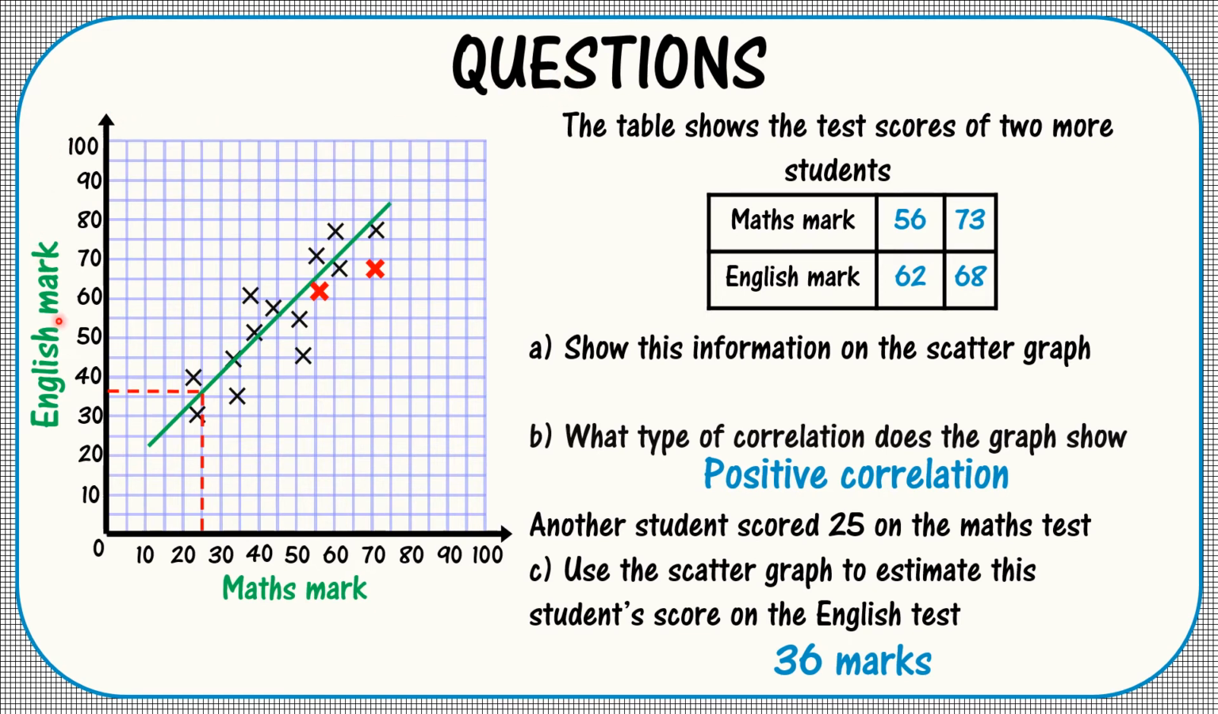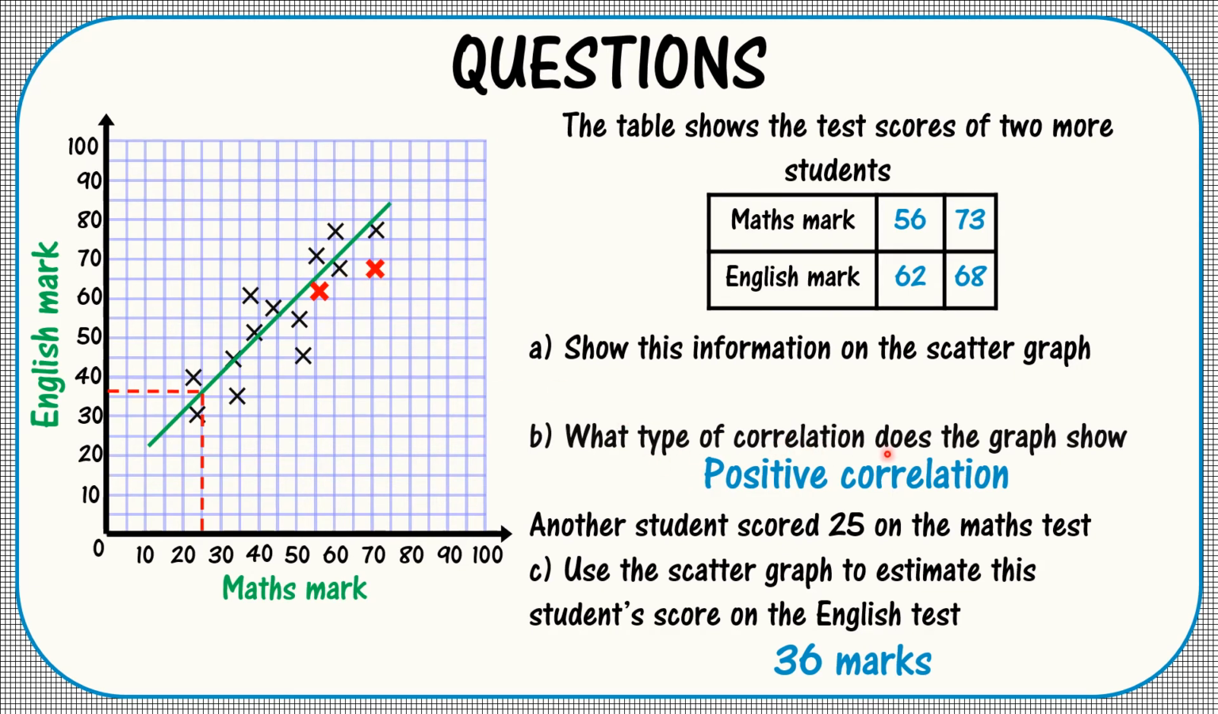So again, we have been given a scatter graph which is comparing math mark against a student's English mark. The table shows the test scores of two more students. So the math mark is 56 and the English mark for that specific student is 62. And the other student got a score of 73 on their math test and an English mark of 68. Show this information on the scatter graph. All you would do is you'll plot 56 against 62, which is this value over here. And you'll plot the second one, which is 73 against 68. So you go 73 along the math mark. You go up until you get to about 68, which is this value here.